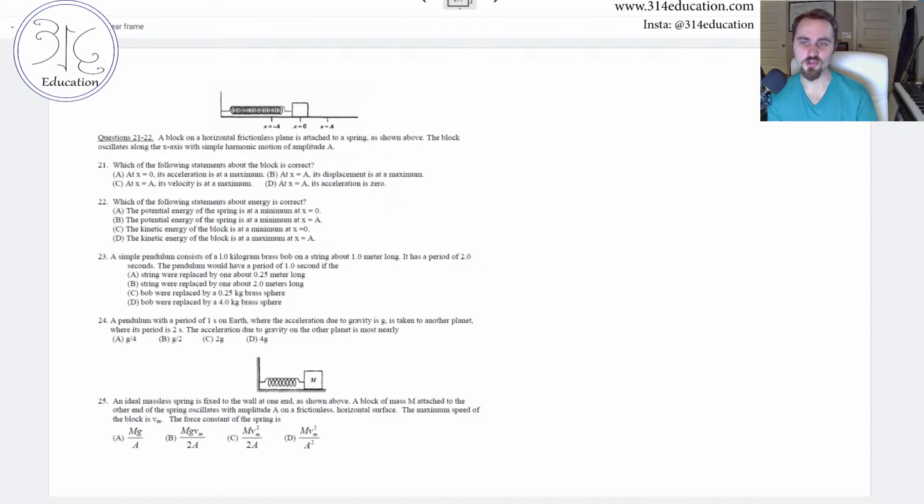It has simple harmonic motion of amplitude A, is how they state this. So which of the following statements about the block is correct? At x equals 0, its acceleration is maximum. That's not going to be correct because that would mean the force is at a minimum. But we still believe the force accelerating this is Hooke's law. So that's going to be negative k times x, and that's going to equal mass times acceleration. If x goes to 0, this goes to 0, meaning our acceleration at the center is 0. And that should make sense because that's our point of maximum velocity.